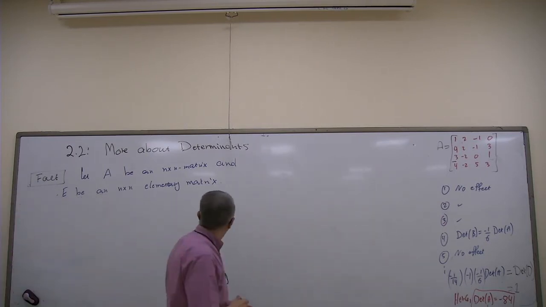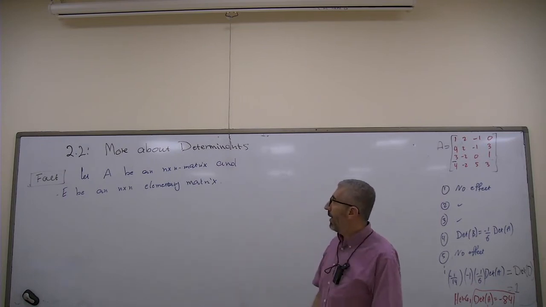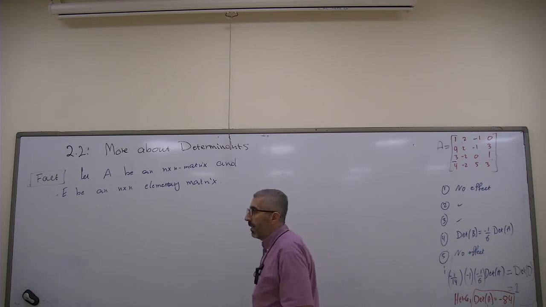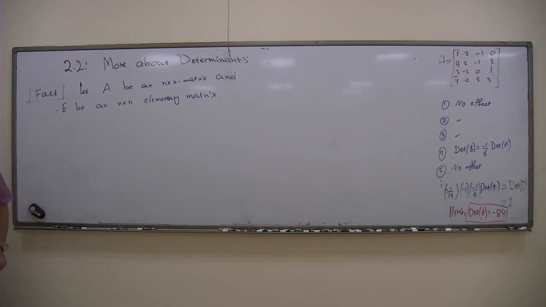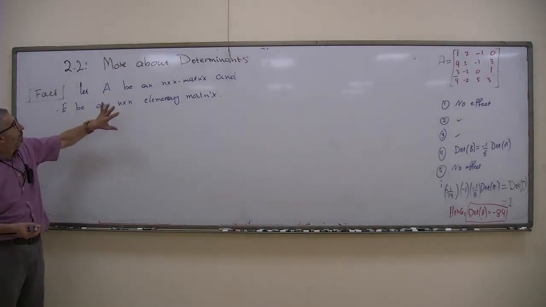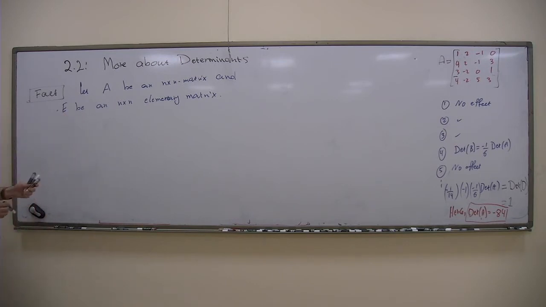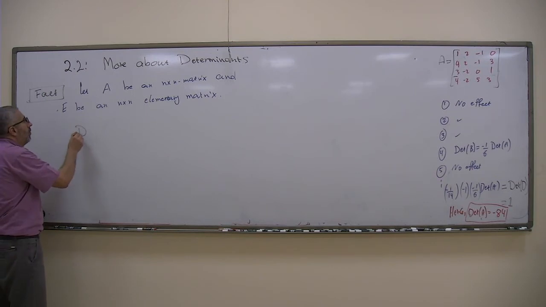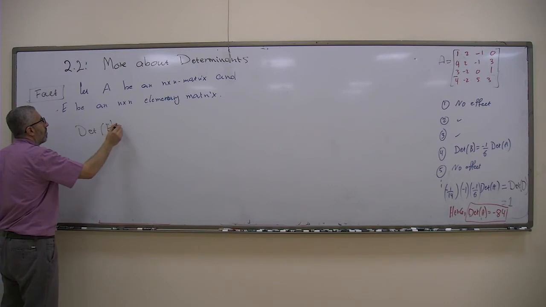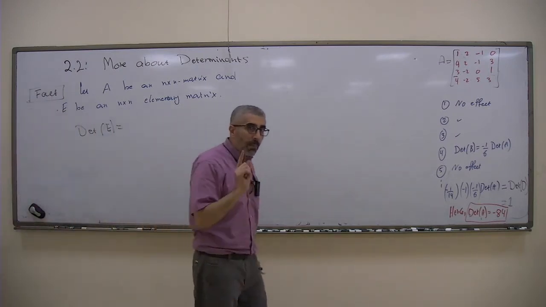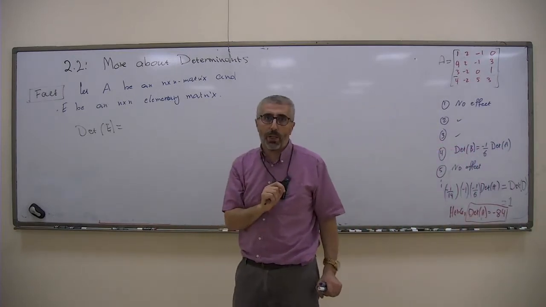Okay, so we have a square matrix in general, and we have an elementary matrix of the same size as your matrix. Now, what can you say about the determinant of E? Determinant of E. Remember, E is coming from the identity using a single elementary row operation.